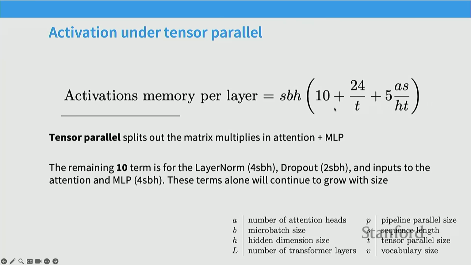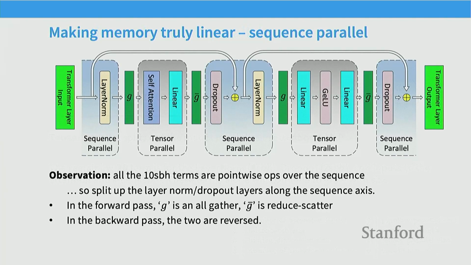But you see, there's this straggler term, SBH times 10, that has not been reduced down. If you think about what these are, they're the non-matmul components: the layer norm, the dropouts, the inputs to the attention and the MLP, right? All of these terms will unfortunately continue to grow with size, and they will not be parallelized very nicely. So the very last thing that we need to think about is to take those simple pointwise operations, which thus far we have not parallelized, and split them up.